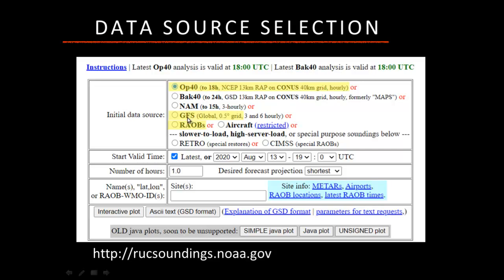The next you'll see is the global forecast system. If you're flying outside the US or outside of North America, you'll probably want to use the global forecast system. Also, the global forecast system forecasts further out in the future in terms of time. And lastly, we have radiosonde observations, or RAOBs. Those are the weather balloons that we can pull in. Any of these 3 sources provide you with good information for your flight.